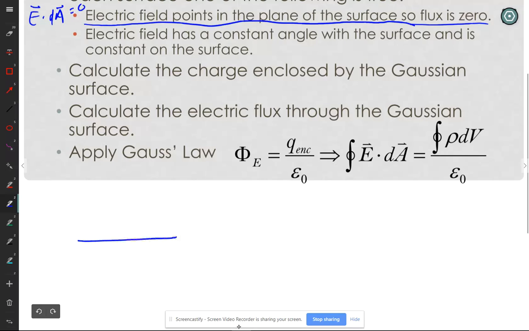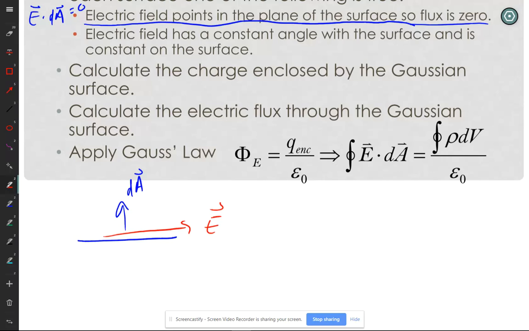So an example of that would be, here's my surface. So dA goes that direction. And if the electric field is going that direction, then E dot dA is 0. If you can make your surfaces so that's the case on all of the surfaces, you have a flux of 0, no charge enclosed. But if you can have all your surfaces fit one of these, it's going to be easy to do the math. The second one: the electric field has a constant angle with the surface and is constant on the surface.